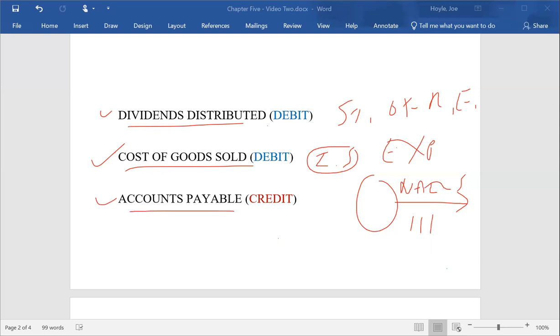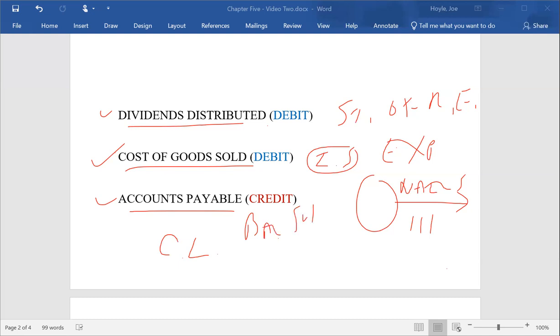And accounts payable is a liability. It's normally a short-term liability that has to be paid within a year. So quite often, almost always, accounts payable is labeled as a current liability. And as with all liabilities, it will appear on the balance sheet.